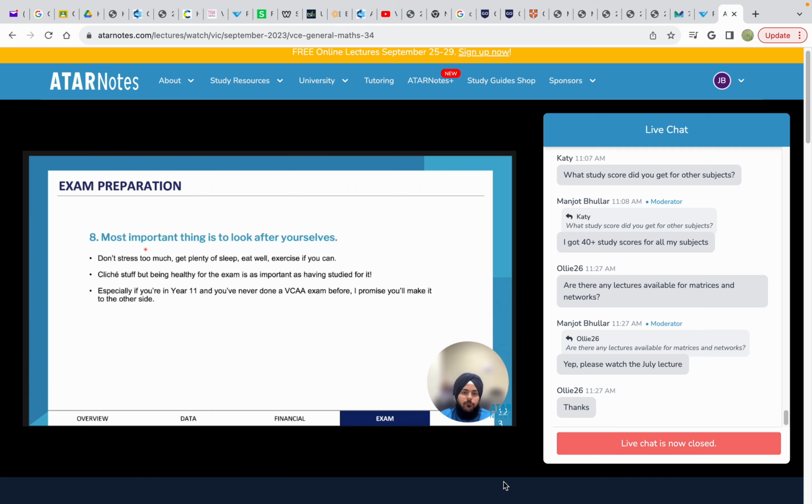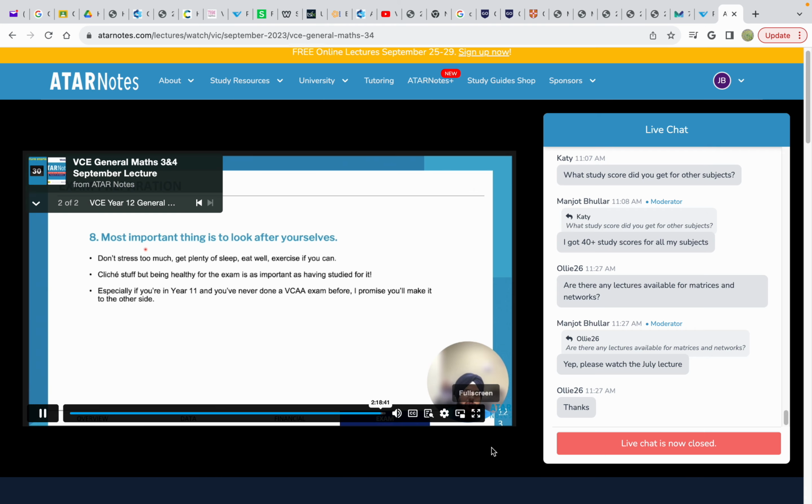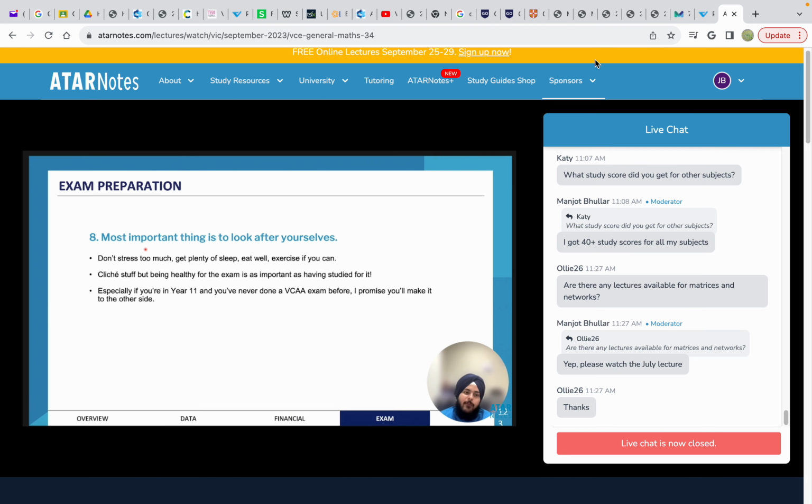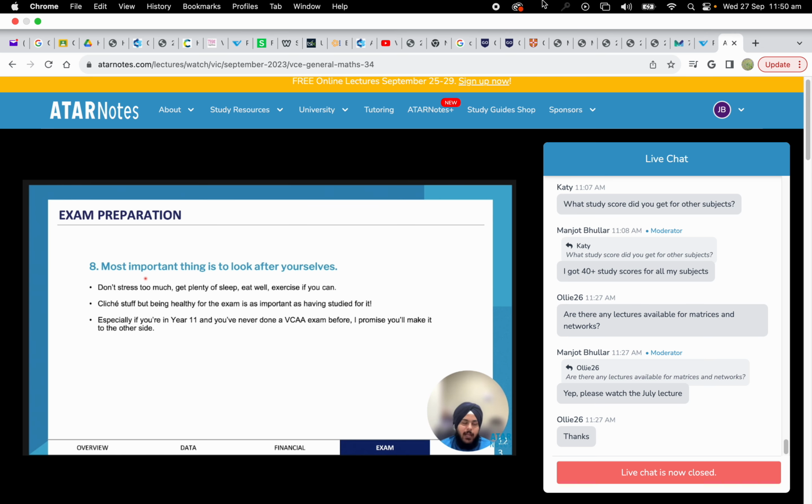But if you're in year 12, you might already be exposed to the exam structure. So you would have done the GAP, for example, or you might have done year 11 subjects. So overall, really trying to get familiar with the overall VCAA exam structure is really important here.